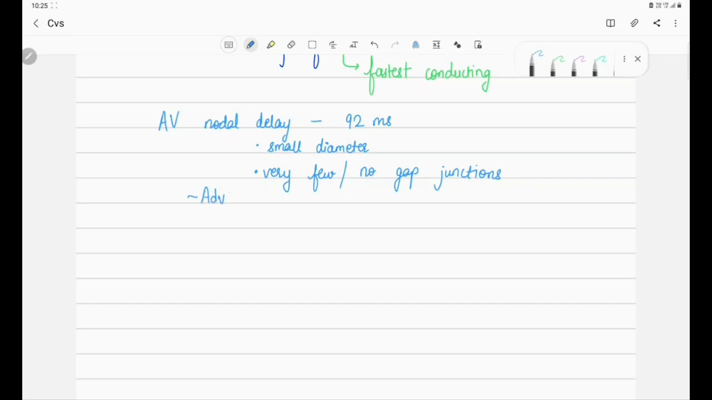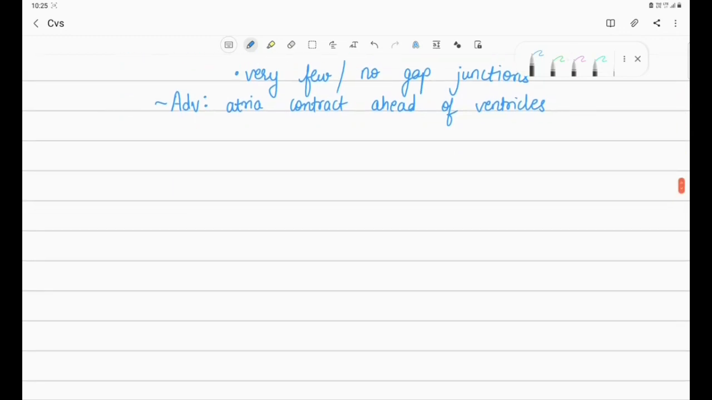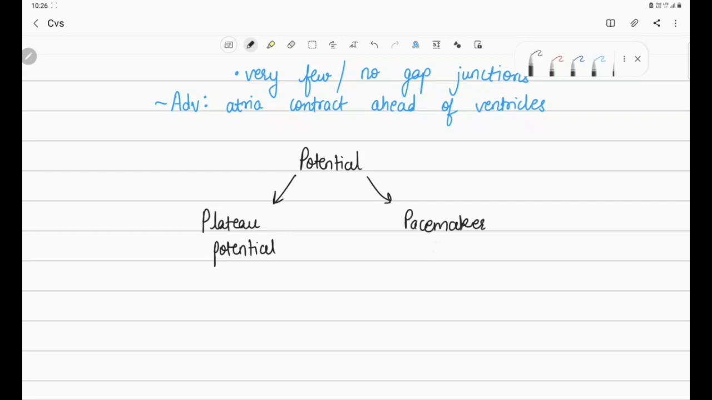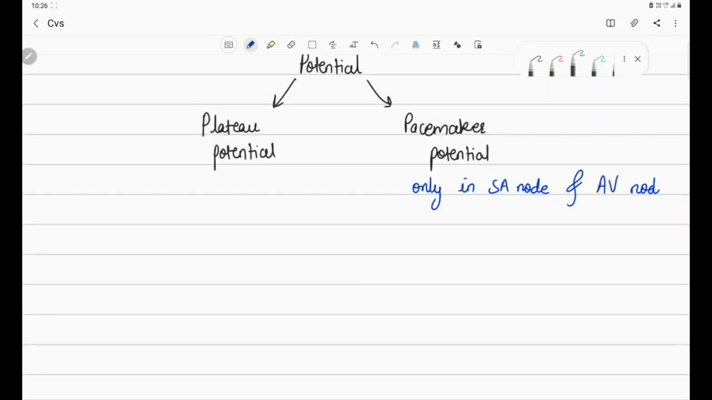And what is the advantage of the delay? The atria contract ahead of the ventricles. So there is complete ventricular filling before the ventricles pump the blood out. Moving on to potentials. There are two types of potential in the heart, the plateau potential and the pacemaker potential. Pacemaker potential occurs only in the SA node and AV node, whereas the plateau potential occurs in all the rest of the conducting cells and contractile cells.